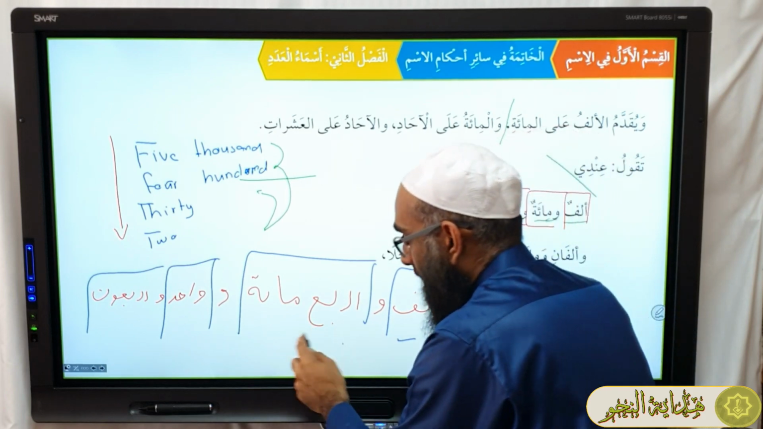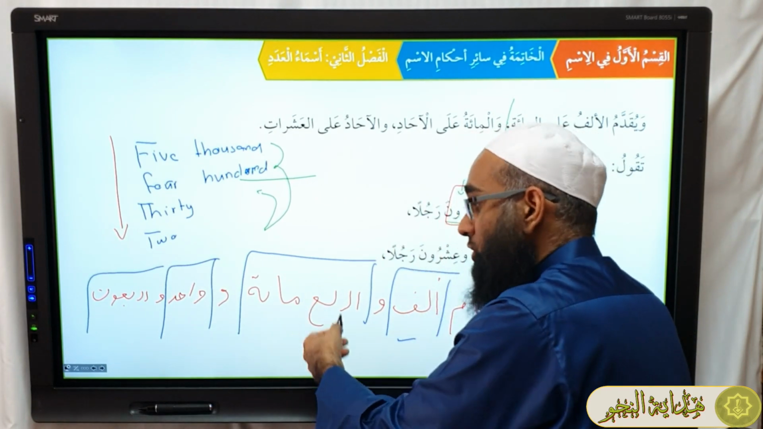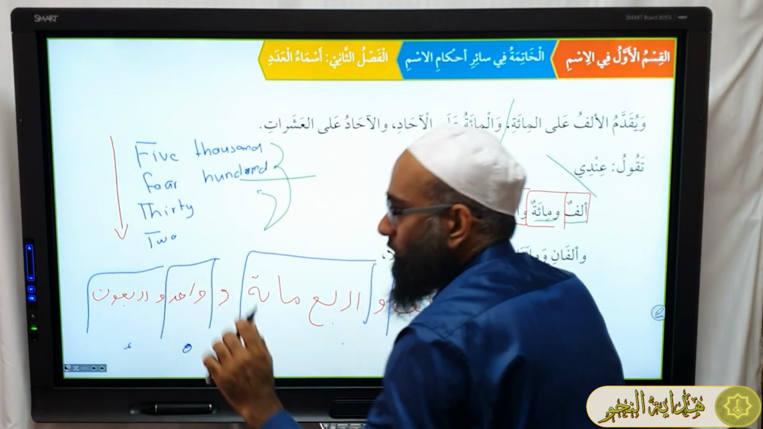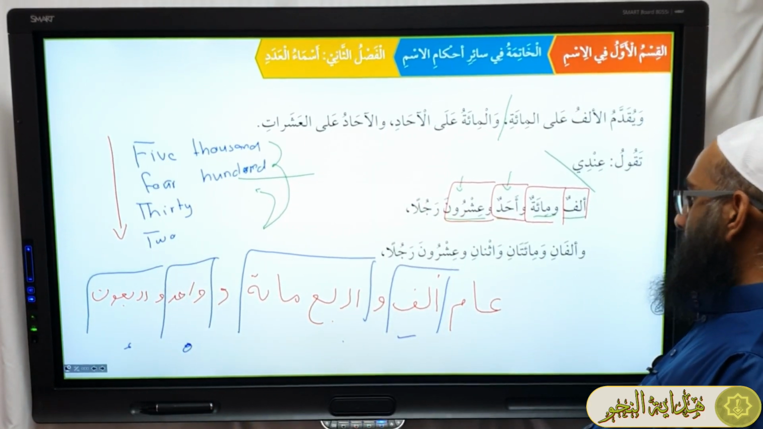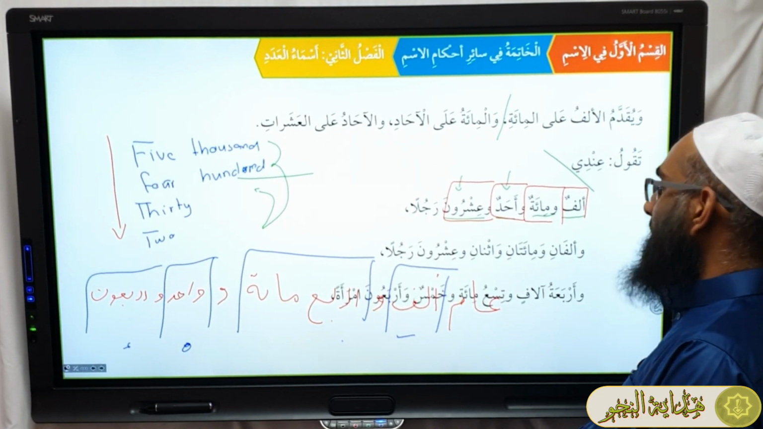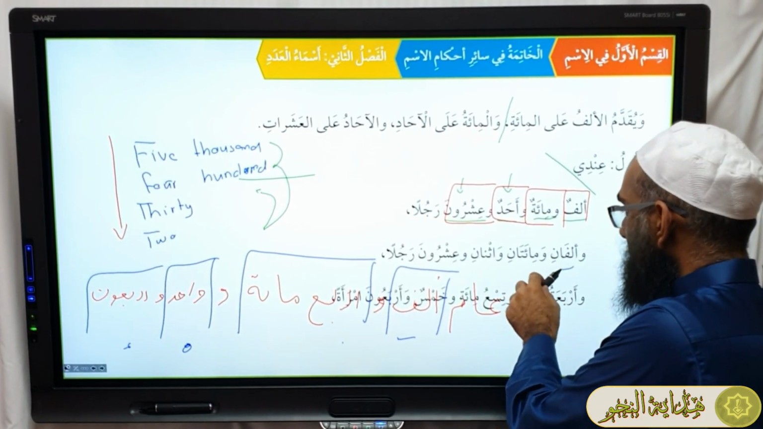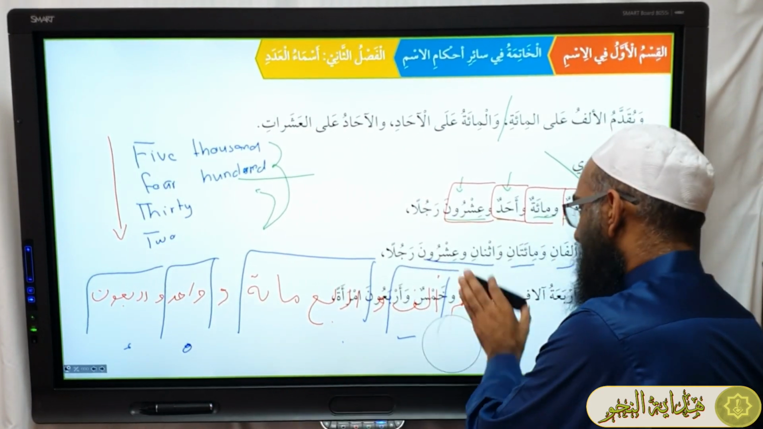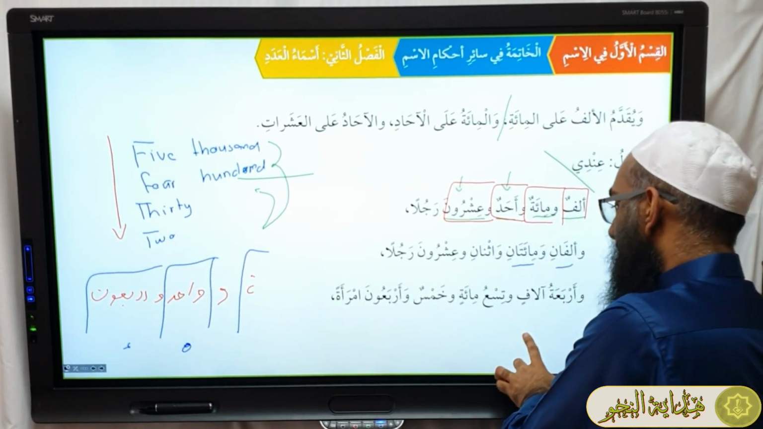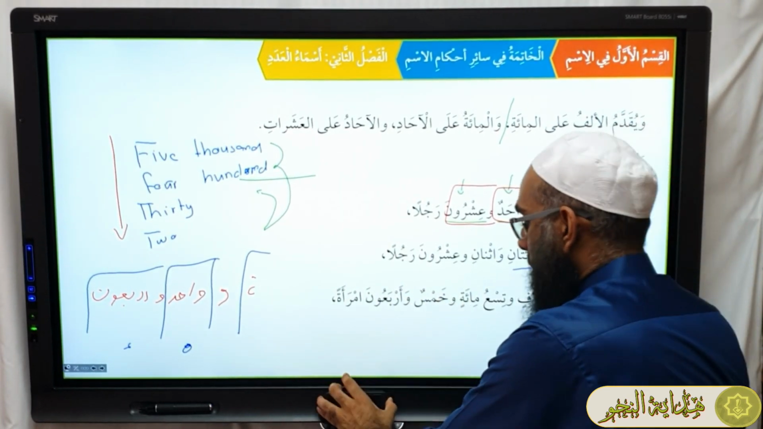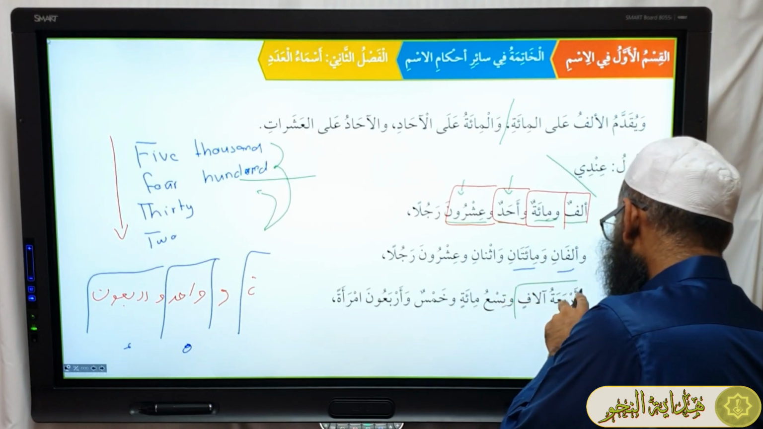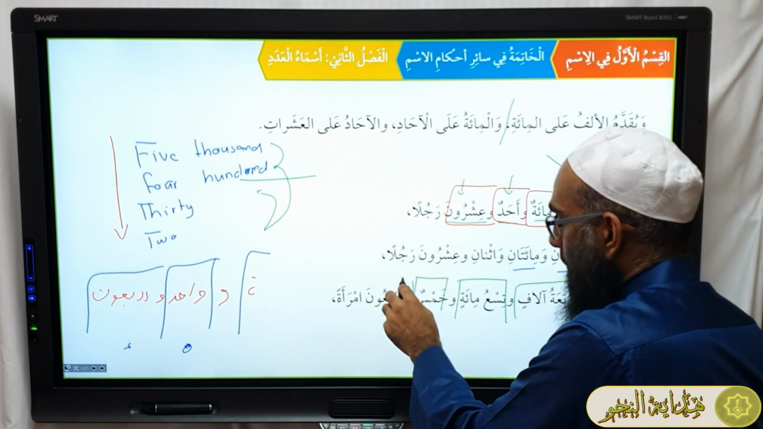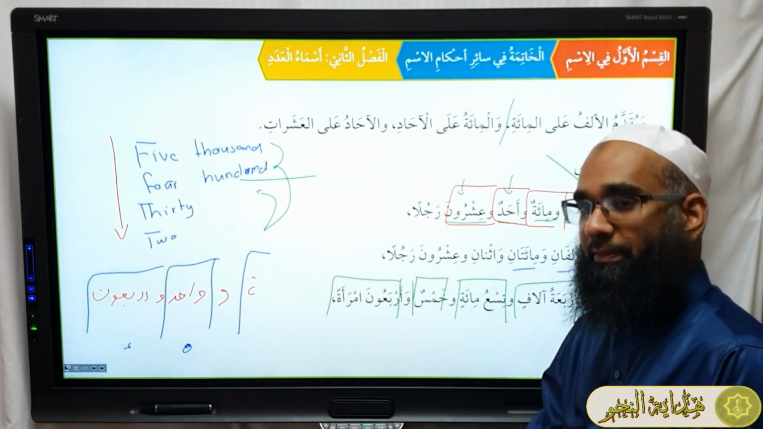1,000 first, then the 100. Whether it's 100, 200, 300, 400, the 100 will come here. Then the unit and the 10. So you say ألفان, so if it's 2,000, ومئتان واثنان وعشرون رجلا. And then أربعة آلاف تسعمائة خمس وأربعون امرأة. So 4,000, the 1,000 comes first, hundreds come in the middle, then you have the unit, خمس وأربعون امرأة. Okay?